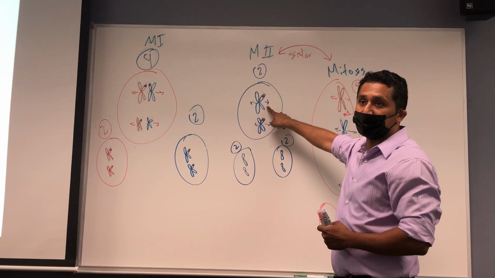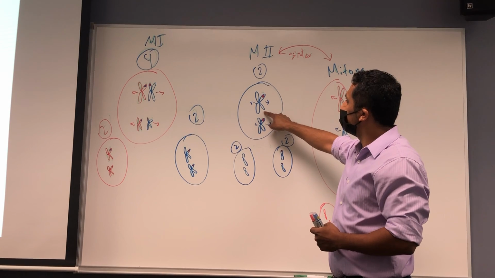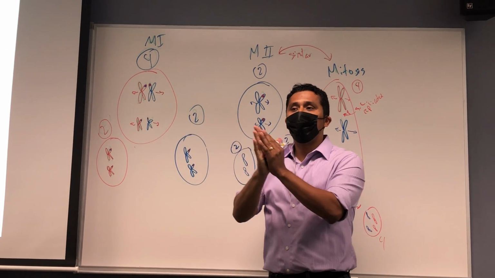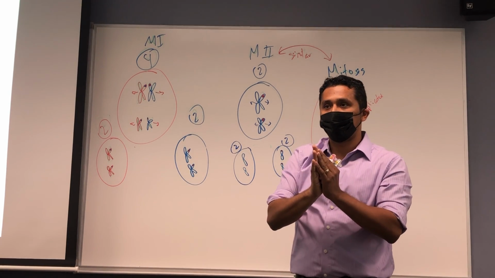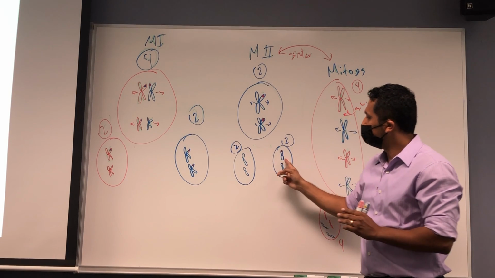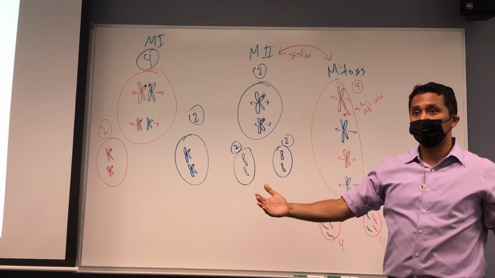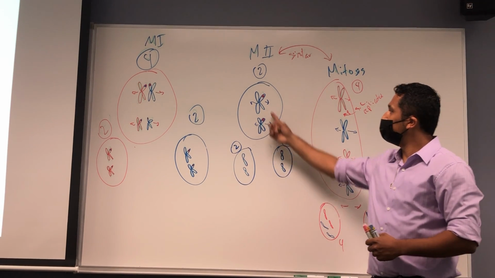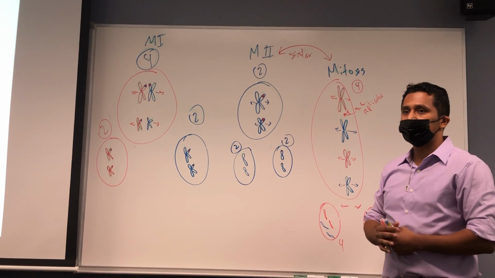This one is sister chromatids. Like that. Remember, here the homologous chromosomes separate. It remains the sister chromatids together. So it's still one chromosome. Once the sister chromatids separate, that's when it becomes the chromosome, because it's going to go to another cell. If they are joined together in the same cell, it is one chromosome.